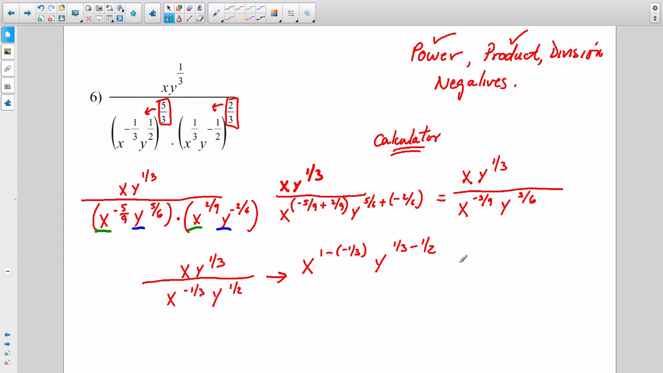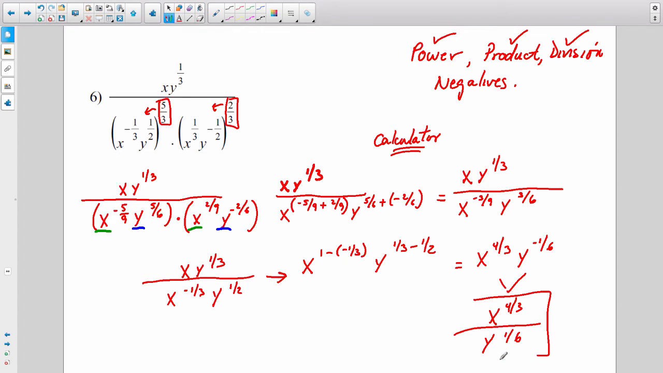Again, calculators. What do we get? 1 minus negative 1/3. That turns out to actually be positive 4/3. And then for the y's, using your calculator, you would get negative 1/6. Okay, so we're done with division rules. Let's take care of the negatives. We simplify this final answer to be x to the positive 4/3 on top, y to the positive 1/6 on the bottom. That's your answer. Cool. Okay, let's go to number 7.